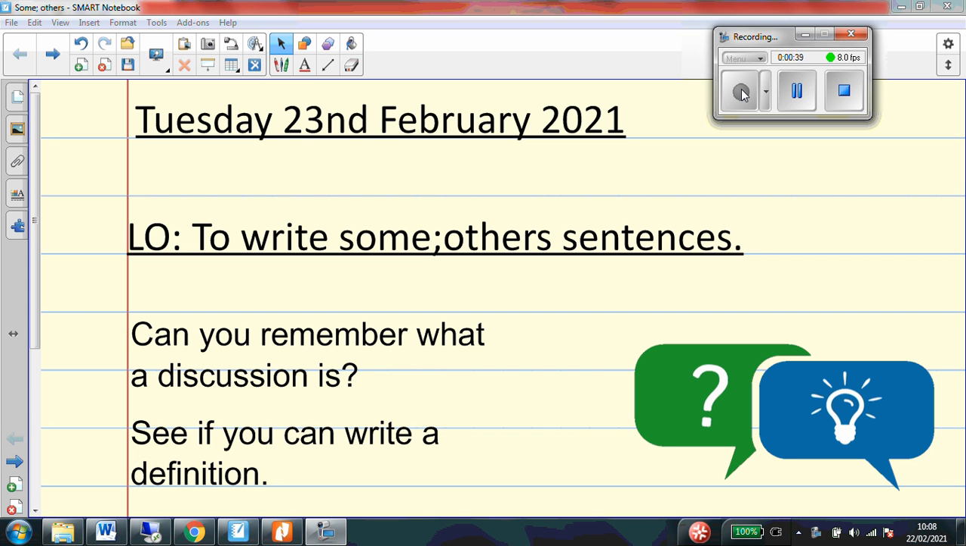So in your books, please, can you write for me the date and the LO? So our learning objective today, we are going to be looking at writing some others sentences. When you've got your date and your LO, can you have a think for me and see if you can remember what a discussion is? And perhaps you could have a go at writing a definition as well. So pause the video here for me while you write your date and LO, please.